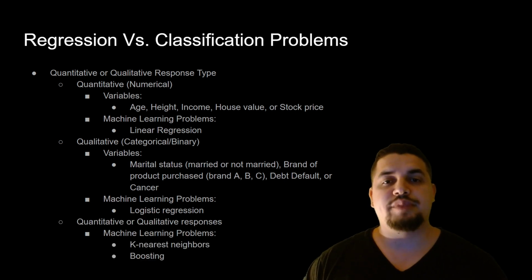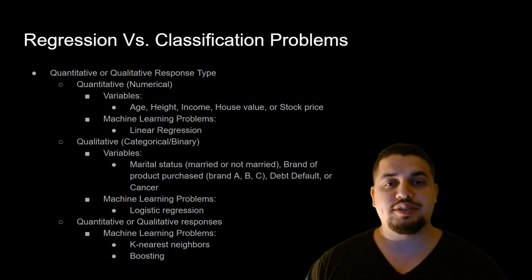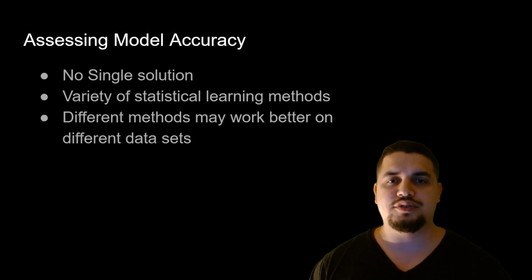Some statistical methods can be used for either quantitative or qualitative responses. Examples include k-nearest neighbors and boosting. In statistics, there is no universal solution. No single method outperforms all others across every possible dataset. It's important to know a variety of statistical learning methods. This is because no single method is best for all datasets.